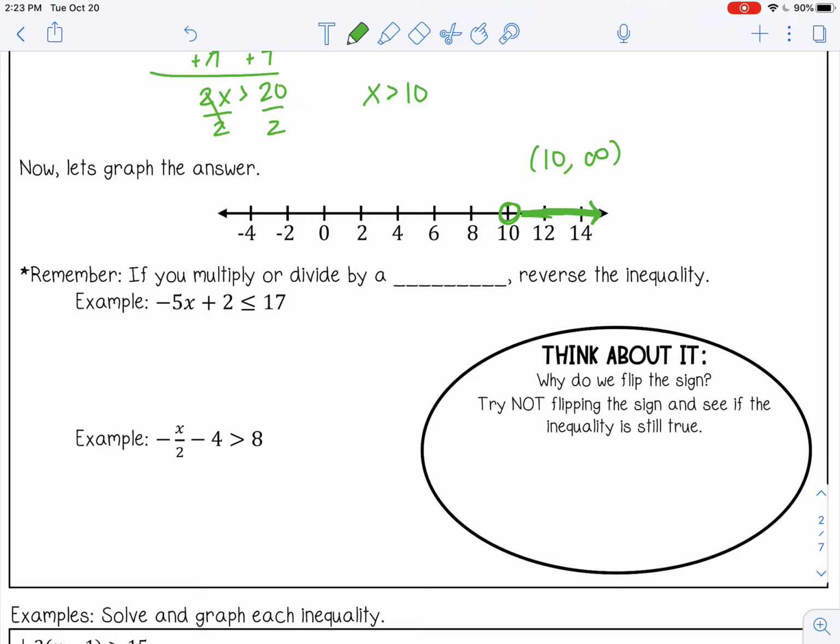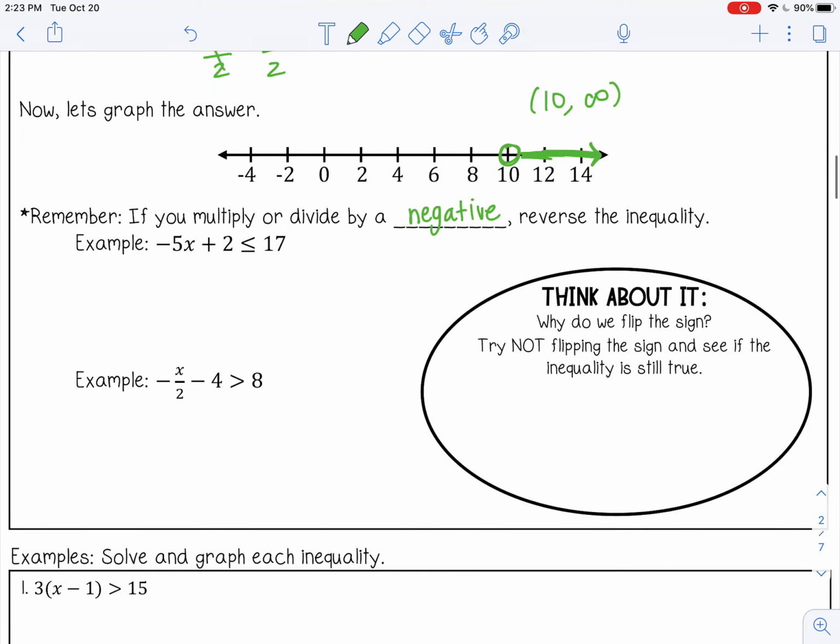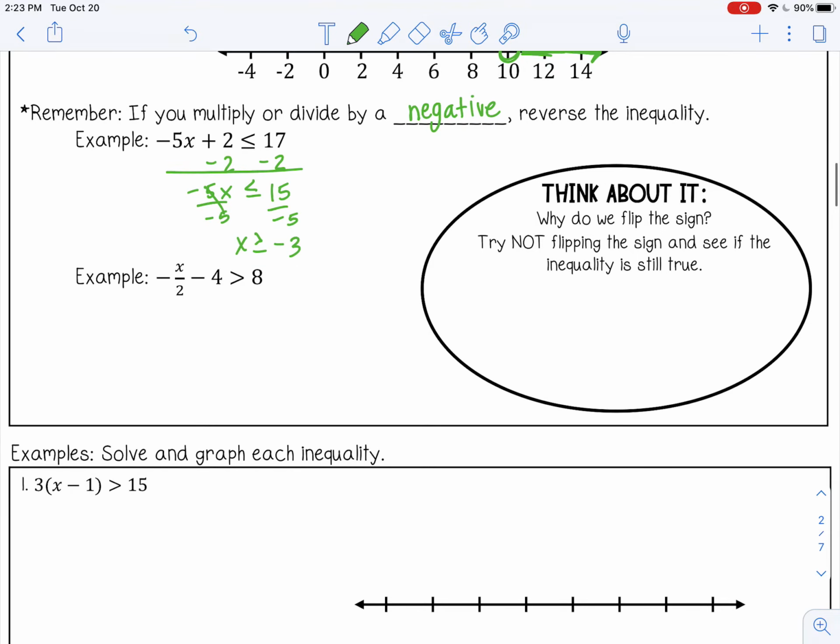There is one special rule that you have to remember with inequalities. If you multiply or divide by a negative, any negative number, you're going to reverse the inequality. So for example, for this one, I'm going to start by subtracting 2. And then I'm going to divide by -5. And because I divided by a negative, I'm going to switch this to greater than or equal to -3. All right. The next one, so I'm going to add 4. And then I'm going to multiply by -2. And because I'm multiplying by a negative, I'm going to change the inequality sign. I'm going to reverse it.